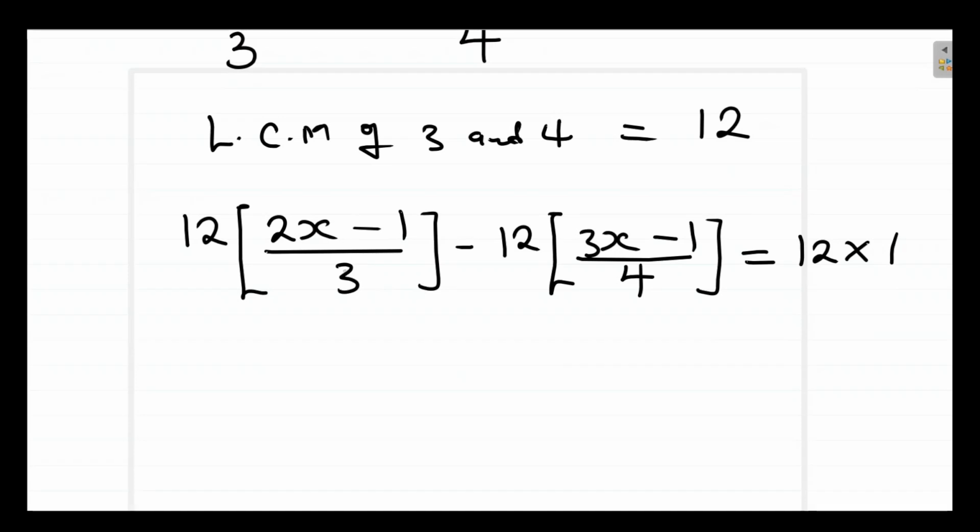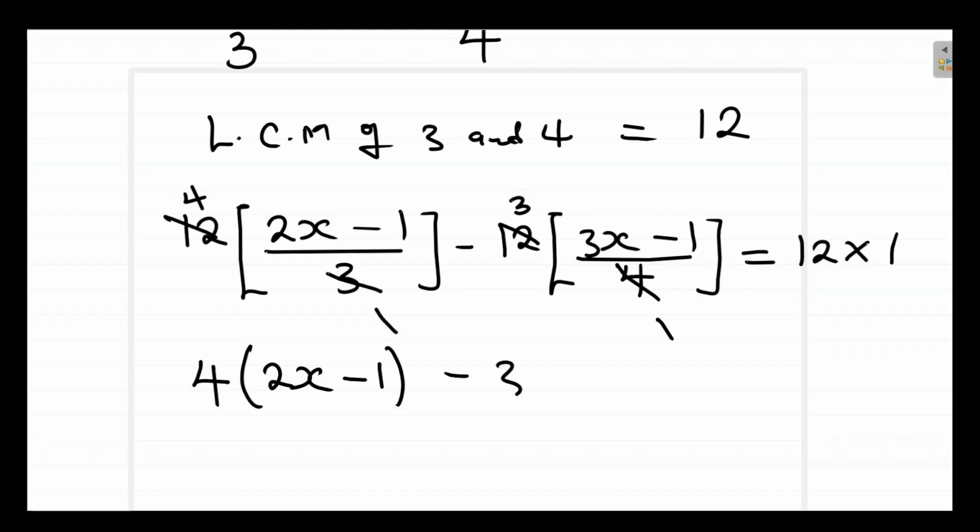Now we have that if 3 cancels itself, we have 1. 12 divided by 3 is giving us 4. Also, if 4 cancels itself, we have 1. 12 divided by 4, we have 3. And our equation becomes 4 multiplied by 2x minus 1 minus 3 multiplied by 3x minus 1 equal to 12 times 1 is 12. Now, what we did was to reduce our fraction to become a linear equation.